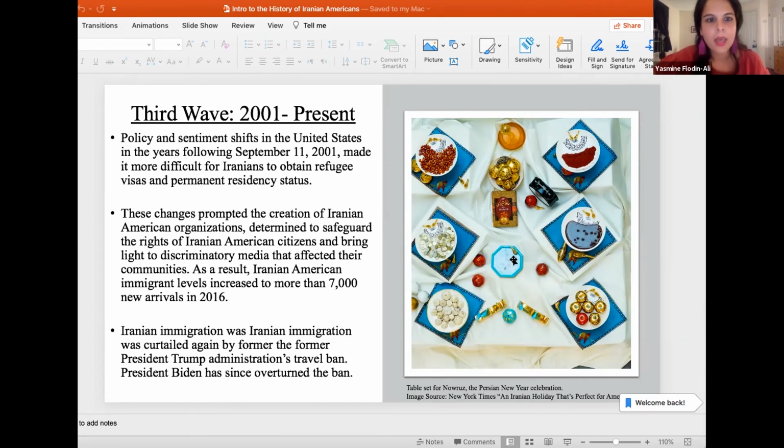But just that after 9/11, it was a little bit harder for Iranians to attain refugee visas, that there have been different laws that have affected Iranian American immigration, including President Trump's administration's travel ban, but that President Biden has since overturned that ban. So kind of an ongoing story.